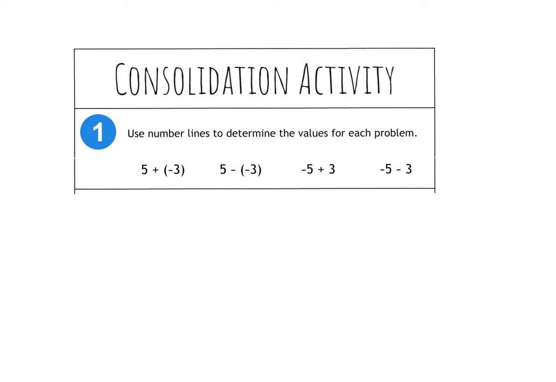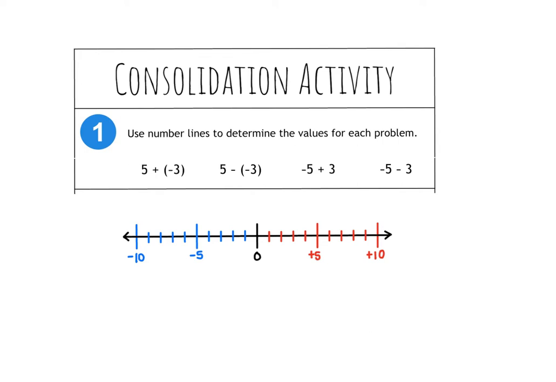Our first consolidation question asks us to use number lines to determine the values for each problem. So for the first one, we'll start at +5 and we'll add -3. This means we'll be traveling 3 spaces to the left. We'll wind up at +2.